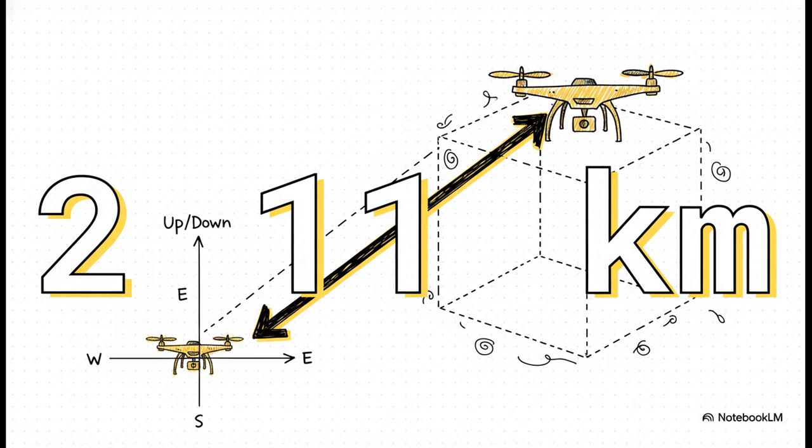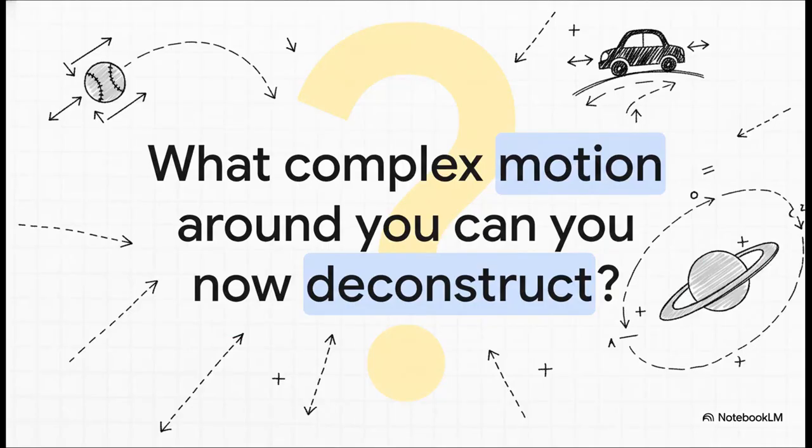It moves from one point in space to another, changing its position left to right, forward and back, and up and down. By finding the three components of its journey and plugging them into our 3D magnitude formula, we get a single clear answer. Its total displacement was 2.11 kilometers. So there we have it.